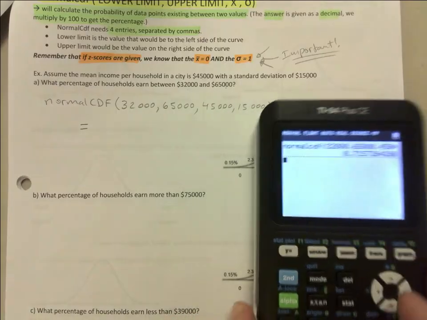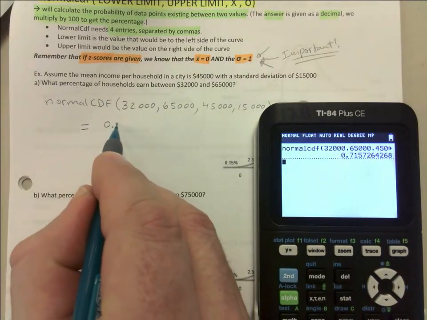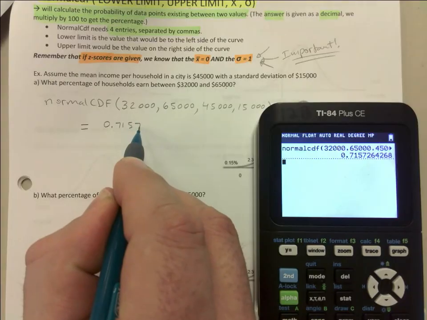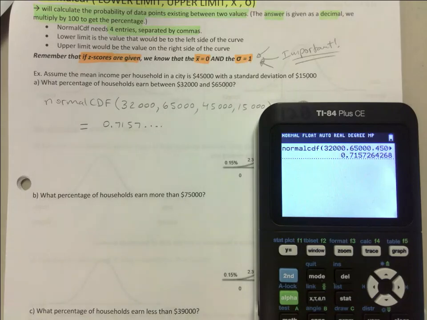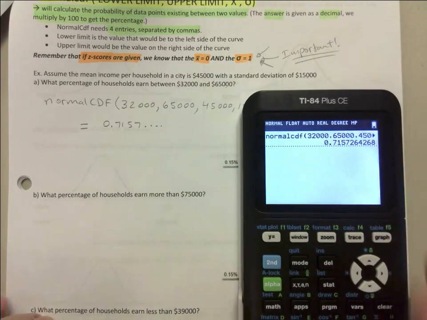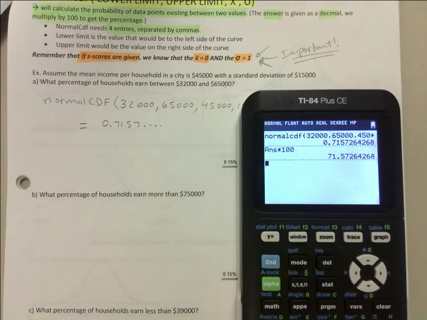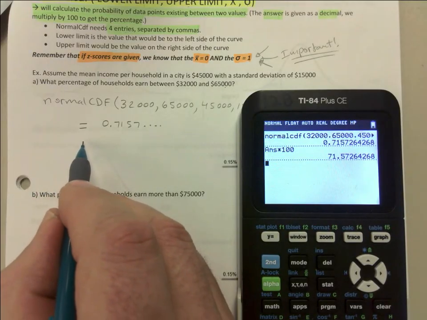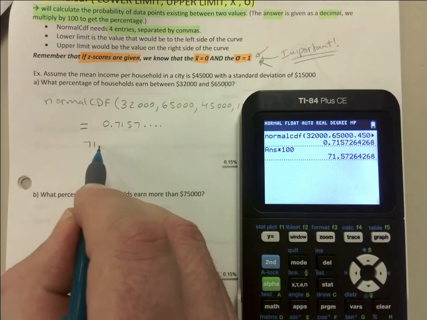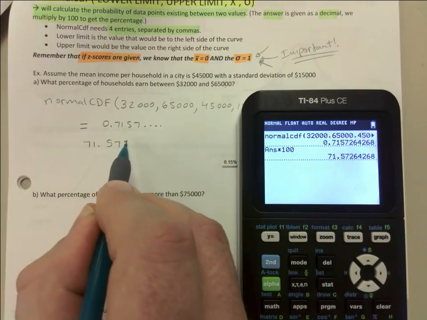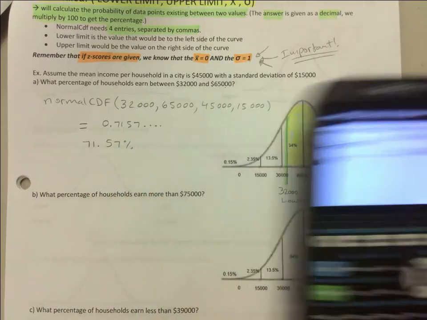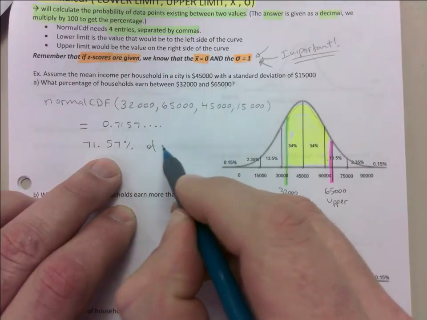And I will write those down. So 0.7157 something. And then we multiply that by 100 if you want it as a percent, right? So 71.57% of households.